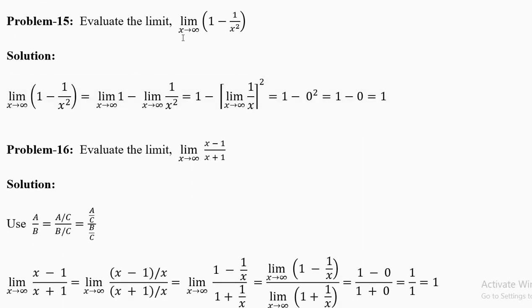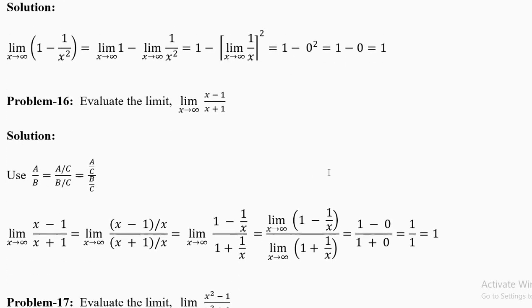Evaluate the limit x going to infinity of 1 minus 1 over x square. Now separate the 1 and separate the x square. Now how much is the power here? 2. Put the power 2 here outside the limit. 1 minus 0 square, 1 minus 0 equal to 1.